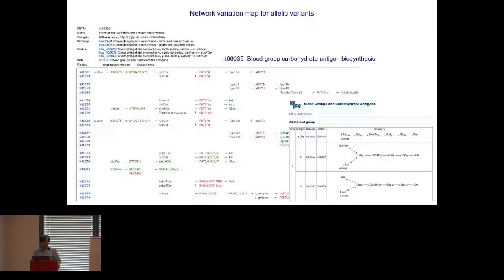But we think since our network variation map approach can be applied to this type of variation, we have a network variation map for allelic variants. And this is for blood type carbohydrate antigen biosynthesis. And of course, we do have glycan structures of O type, A type, and B type structures. These are type 1 structures, but anyway, there are other types of blood group antigens, and all are related to allelic variants. Those are the data that have not been well represented in the pathway map, and we would like to see this type of picture with a different network variation map.